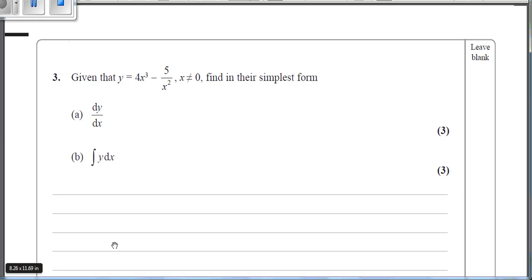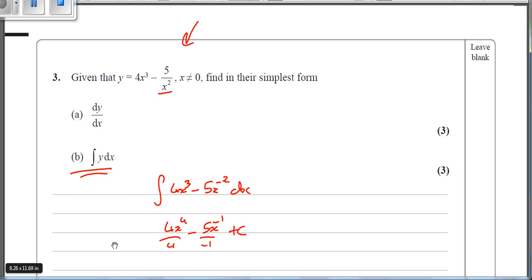Okay, so the 2015 version. We're going to have a look at 3b here. With this one, we can't integrate at the moment, so instead of 4x cubed minus 5 over x squared, we're going to bring this up to the top. Again, when you bring it up to the top, you make the power negative, so 5x to the minus 2, with respect to x. When you integrate it, it's going to be 4x to the power of 4 over 4, minus 5x to the minus 2 plus 1, which is minus 1, divided by minus 1, and again, don't forget the plus c.